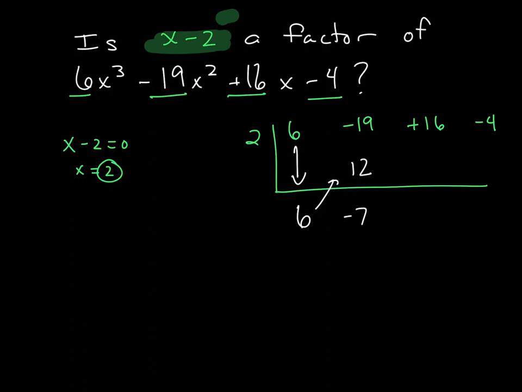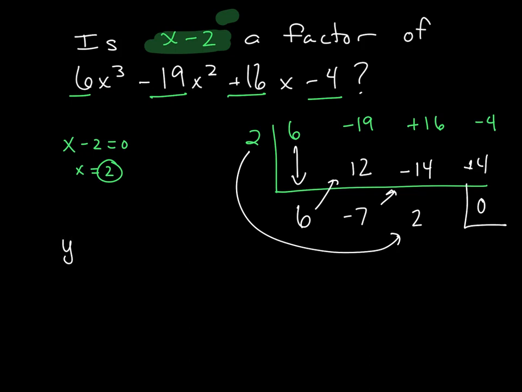Then I multiply 2 times negative 7, which gives me a negative 14. I add positive 16 plus a negative 14, which gives me a 2. And the last step here is 2 times 2, which is a positive 4, and negative 4 plus 4 is 0. Now this means my remainder is 0. So my answer to this question is yes. And this is the way you would do it with synthetic division. But I also want to introduce what the remainder theorem is.